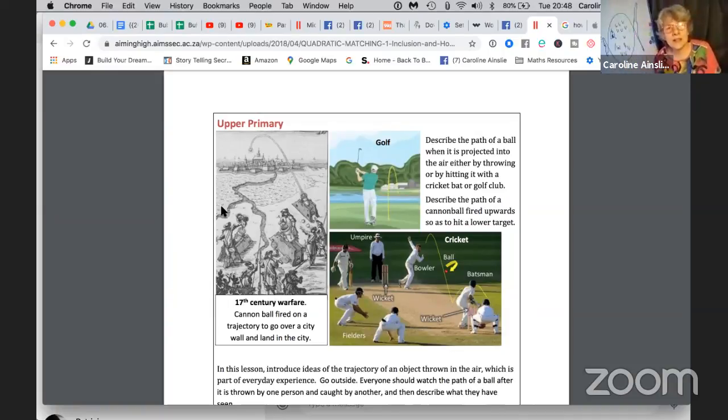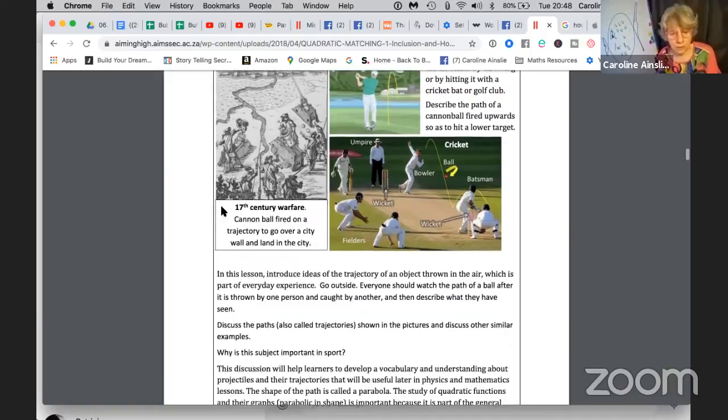Trapeze artists in the circus, when they jump from one trapeze to the other, they're doing a parabola. It's all about the parabola. It's all about the curve. We're making a beautiful parabola. So we can plot it. We can measure it. We can estimate it. We can think, well, okay, it looks like that.